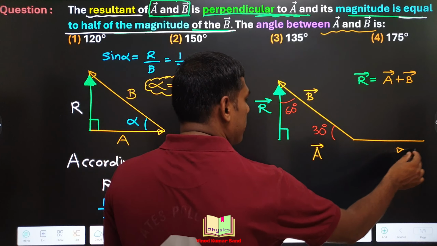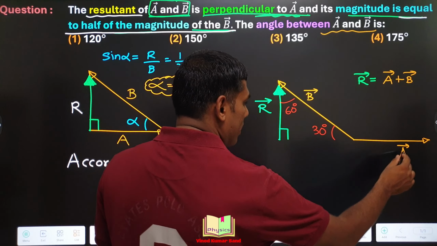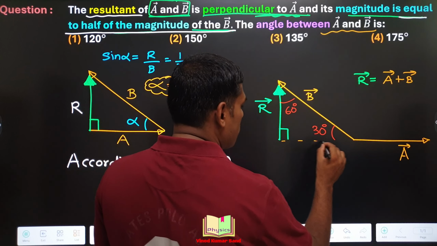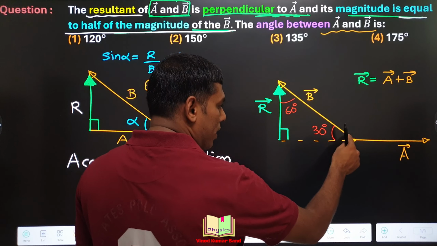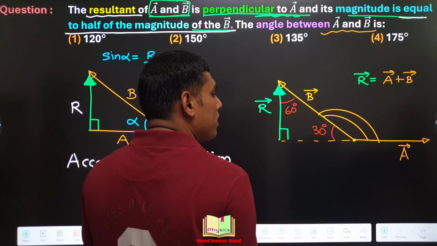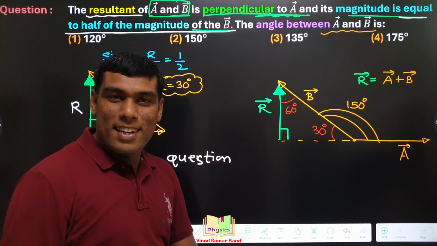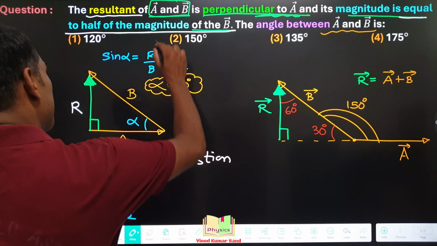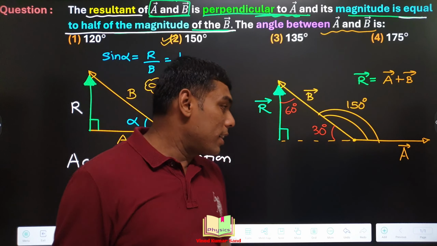Now, does the tail of A vector and B vector match? Yes. Now here the tail of A vector and B vector matches. We have taken that A vector here. Here is the tail of A vector, here is the tail of B vector. Now you consider the angle between them. This angle should be equal to what? 150 degree. So here is your answer, the 150 degree. Second option is correct.